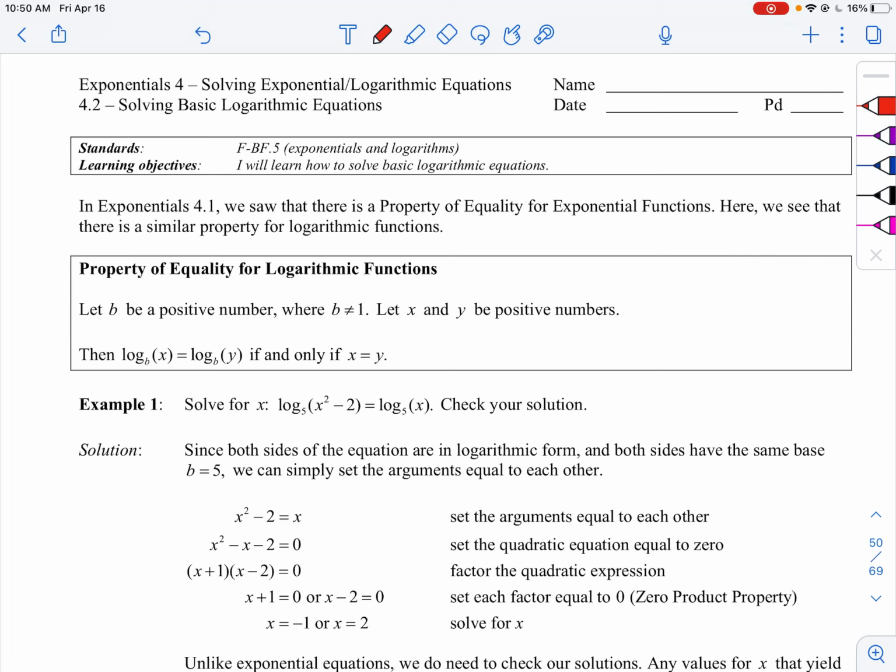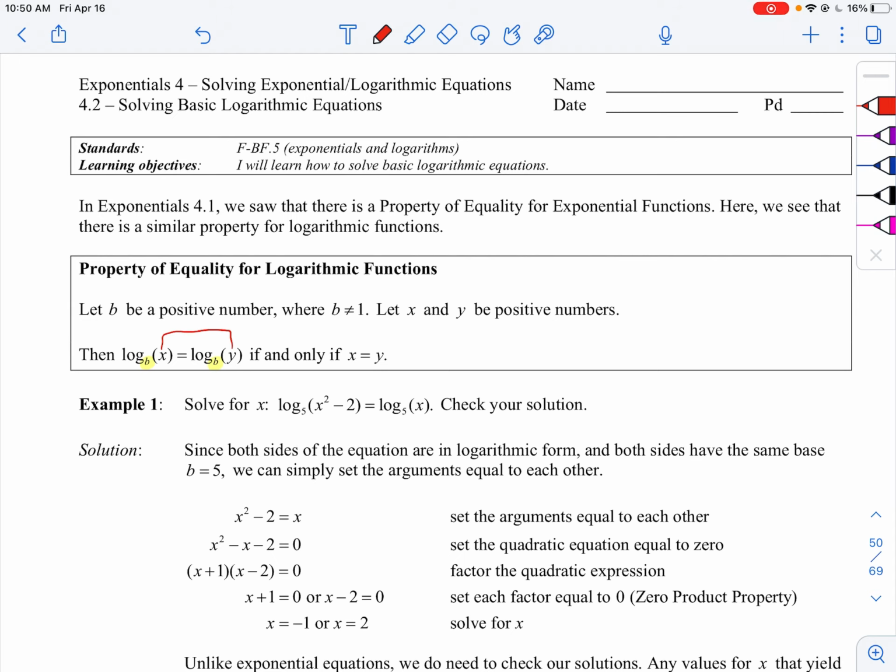Let b be a positive number where b is not equal to 1. Let x and y be positive numbers. If you notice, the property says that if the bases are the same, we can just make x equal to y, and solve for whatever the value of x is.